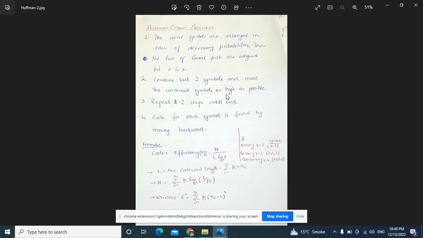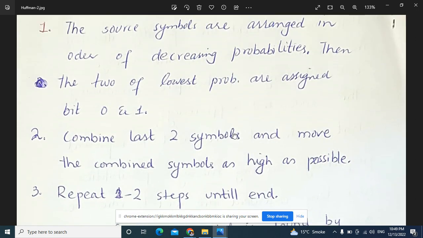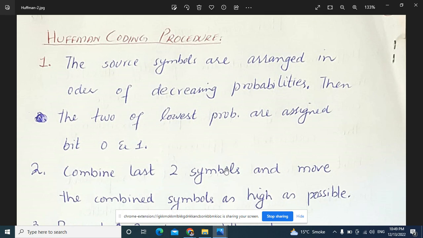In this slide, we will try to explain the procedure of Huffman coding, or you can say the principle of Huffman coding, that is, how you can apply the principle of Huffman code when you want to write a code word from the given probabilities of certain symbols.